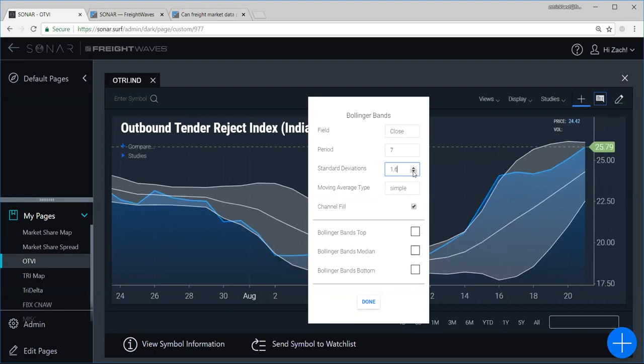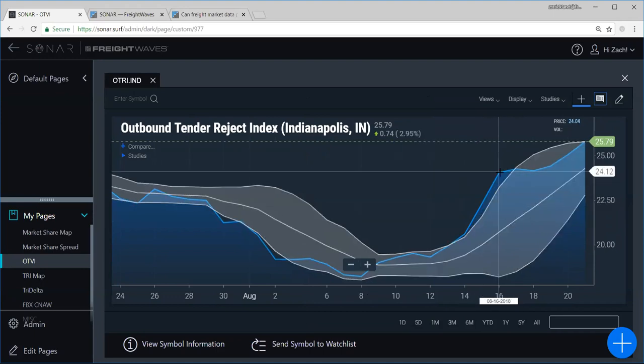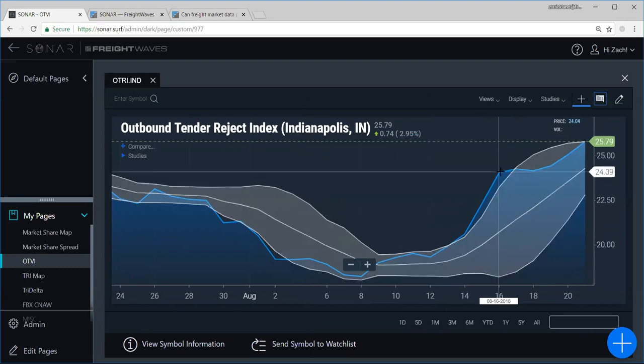So you see what that does there. When I move it down, the bands get tighter. This has more chance to jump out of either side. And now you can see we've had this significant movement in Indianapolis as it pertains to whatever settings I put in there.